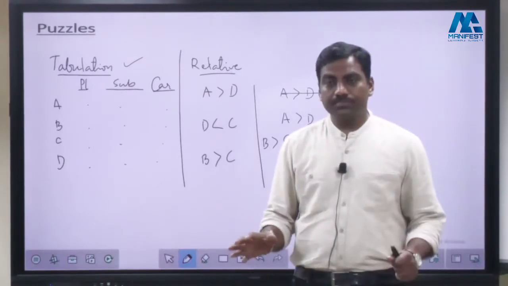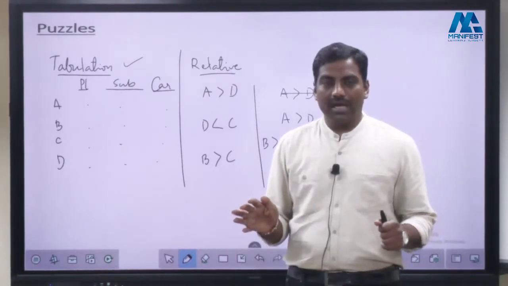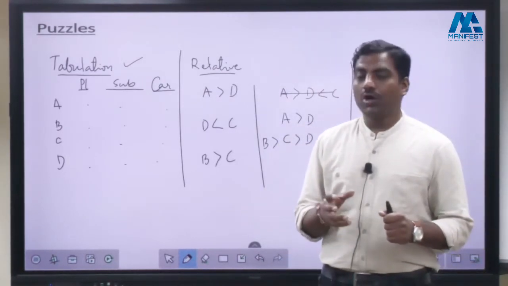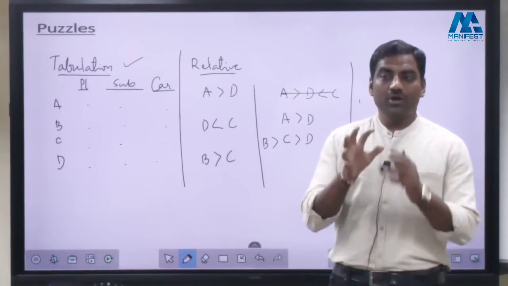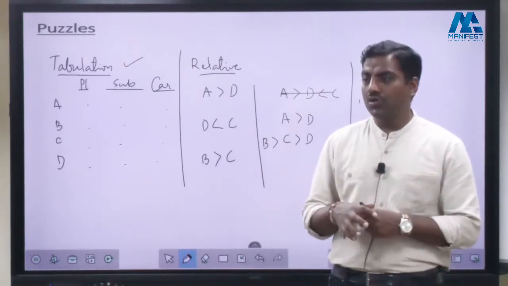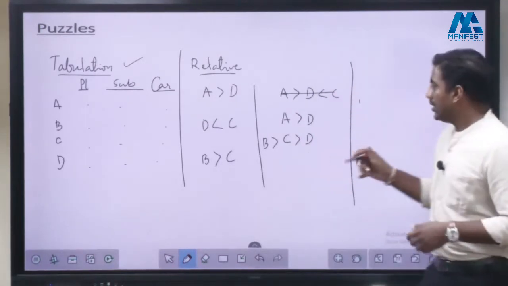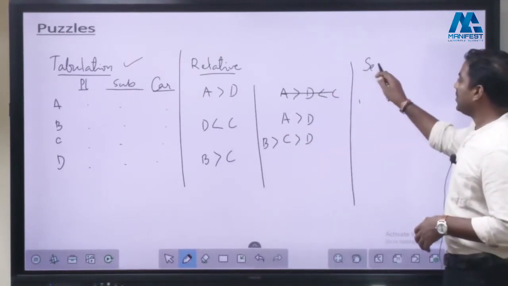You have to create all the options that are possible. Then you have to have the individual diagrams. Then only you have to go ahead. Okay, this is with respect to the relative. Next one is the sequential.